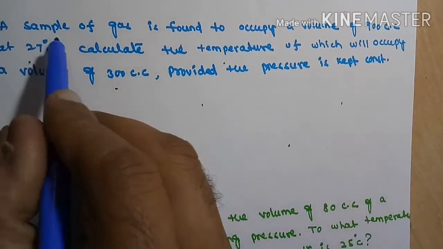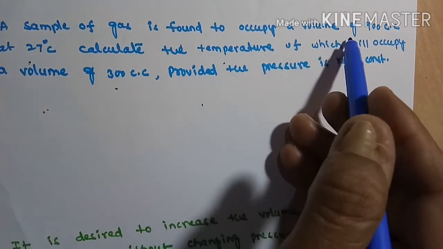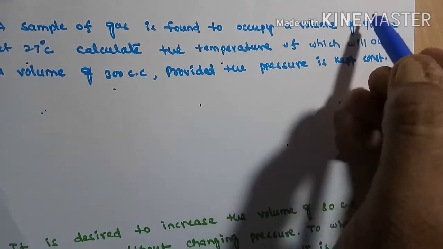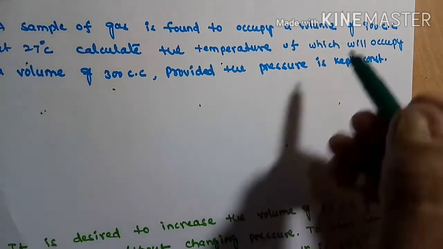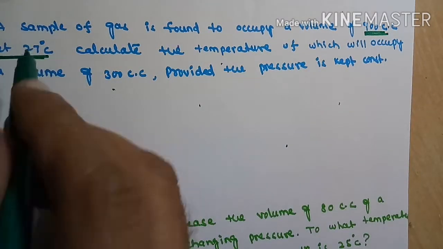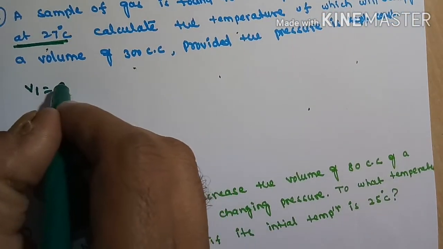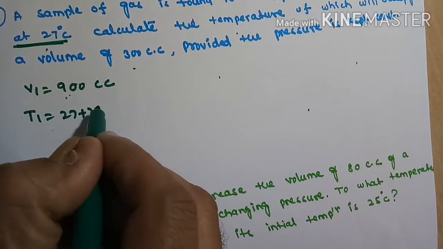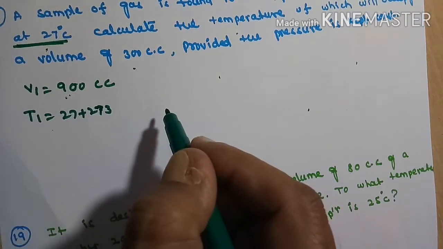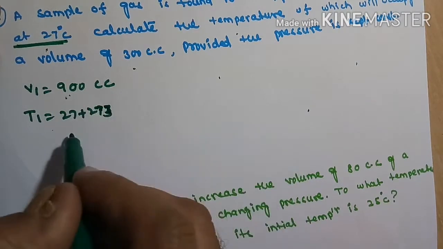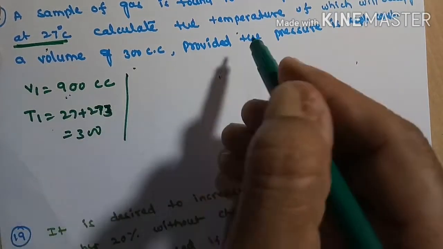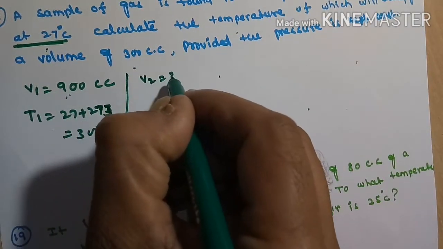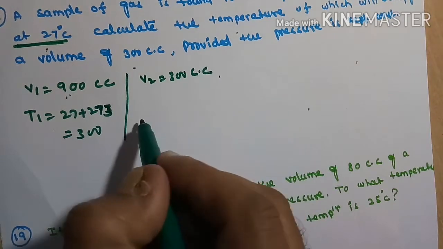Now next one. A sample of gas is found to occupy a volume of 900 cc at 27 degrees centigrade. So V1 is equal to 900 cc. Then T1 is equal to 27 plus 273, so 300. Now the gas will occupy a volume of 300 cc. So V2 is equal to 300 cc.